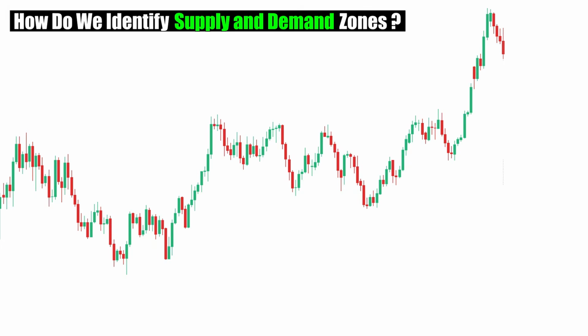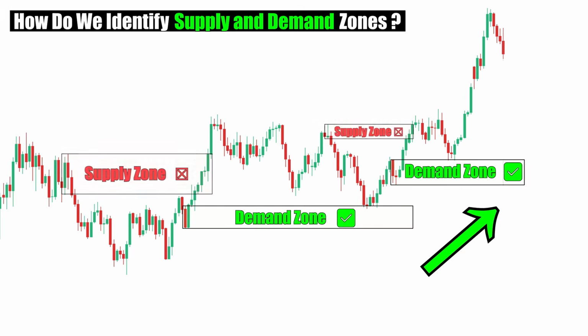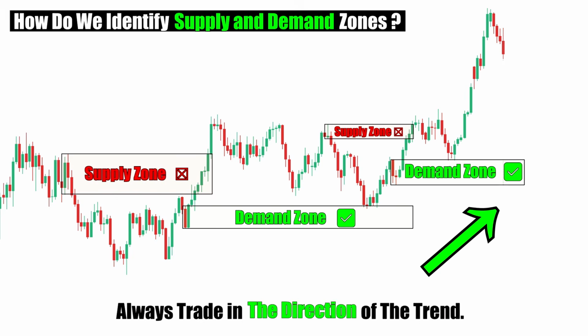The same rule applies in the opposite direction. In an uptrend, you only want to buy from demand zones. Trying to sell from supply zones while the market is trending upward usually leads to stacked losses. So the golden rule is simple. Always trade in the direction of the trend.